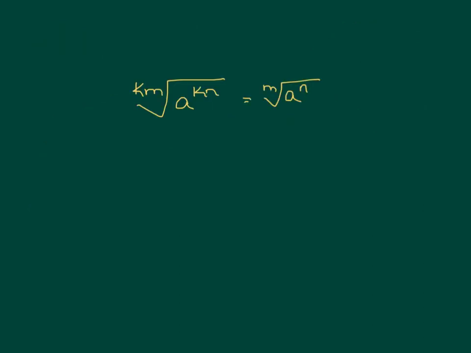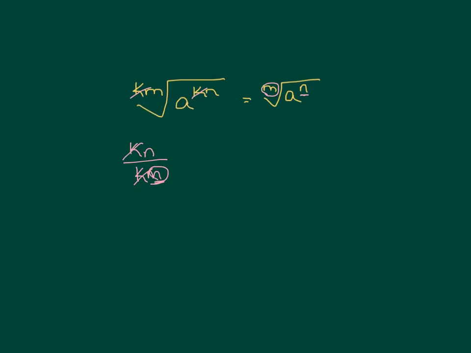Okay, here's a rule that we're going to use to deal with radicals. So the kmth root of a to the kn is equal to the mth root of a to the n. So notice that my k's cancel, because what you're actually doing is you're taking that exponent kn, dividing it by km, so your k's cancel and you have your numerator is your exponent and your denominator is your root.